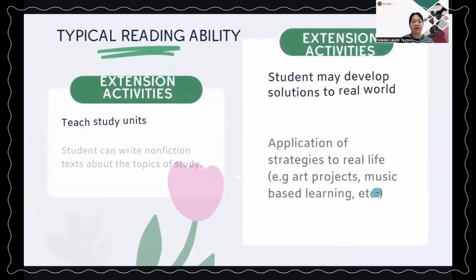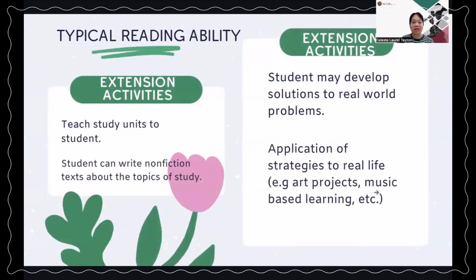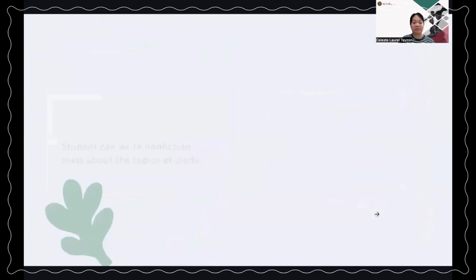Now, what are the extension activities that we can give to the kids under the typical reading ability? We can teach them study units. Students can write nonfiction and text about topics of study. Students may develop solutions to real-world problems. You can give them application strategies to real life, such as art projects, music-based learning, among others.